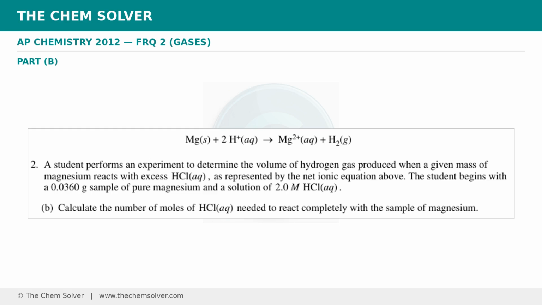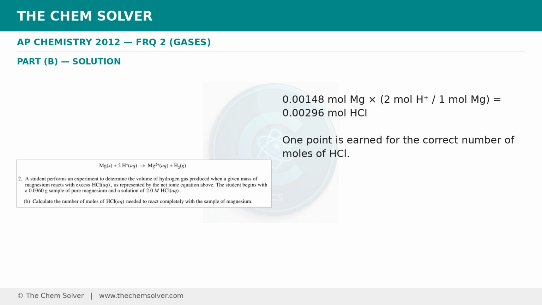Calculate the number of moles of HCl needed to react completely with the sample of magnesium. 0.00148 moles Mg times 2 moles H+ / 1 mole Mg equals 0.00296 moles HCl. 1 point is earned for the correct number of moles of HCl.